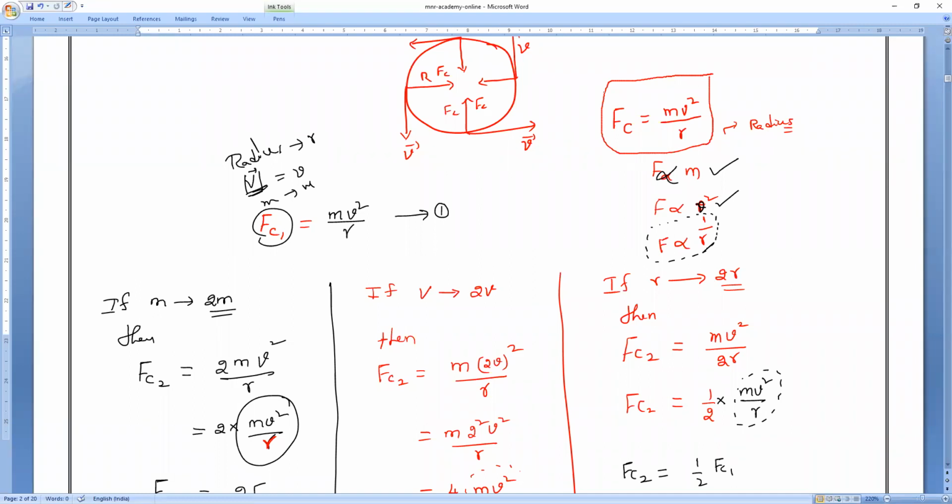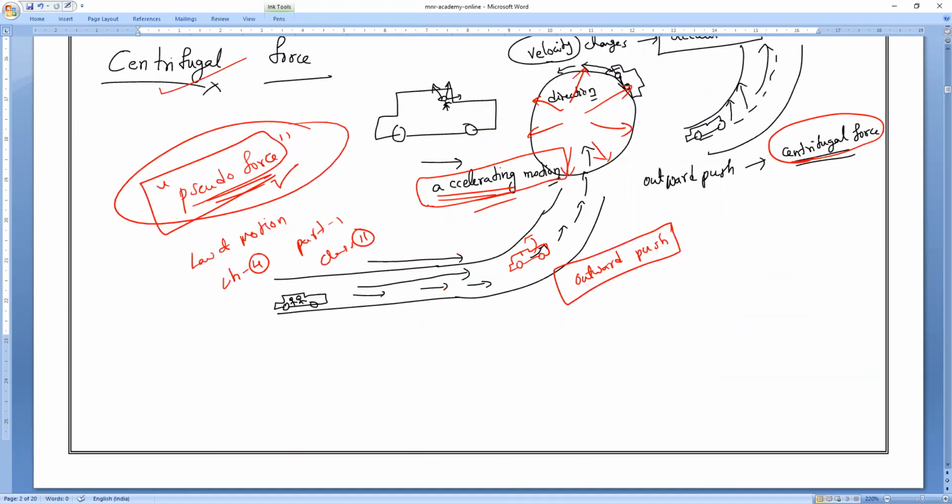Understand, everyone? What have you written? It is the force which acts away from the center of a circular path.